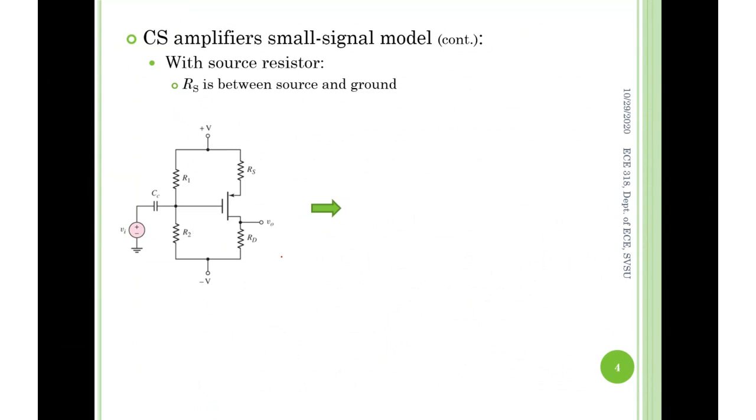N channel or P channel? P. Yeah. Good. Very good. You guys identified it. P channel. And also, the source is up here, right? Drain down here. Gate is here. Therefore, what is common?